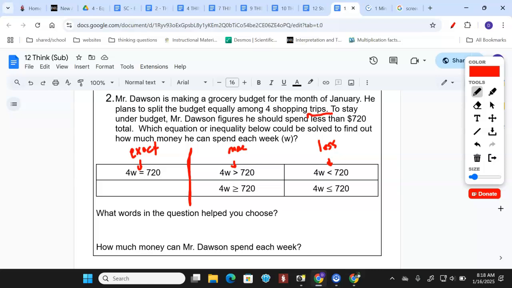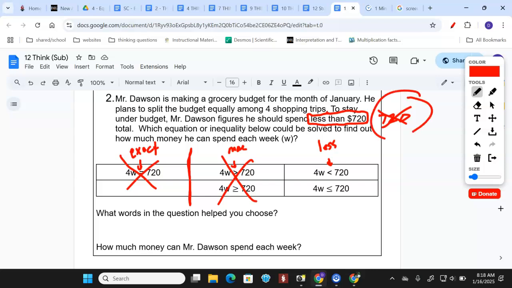And I see pretty clearly here, he's spending less than $720. So the amount of money he spends, 4 times however much per week, should be less than 720. And the way that's worded, to me, it sounds like 720 exactly is not okay. Doesn't say he can spend 720. It sounds like he needs to spend less. So I know this isn't an equation situation because it doesn't say he needs to spend exactly 720. Doesn't sound like a more than situation either. So it's going to be one of these.